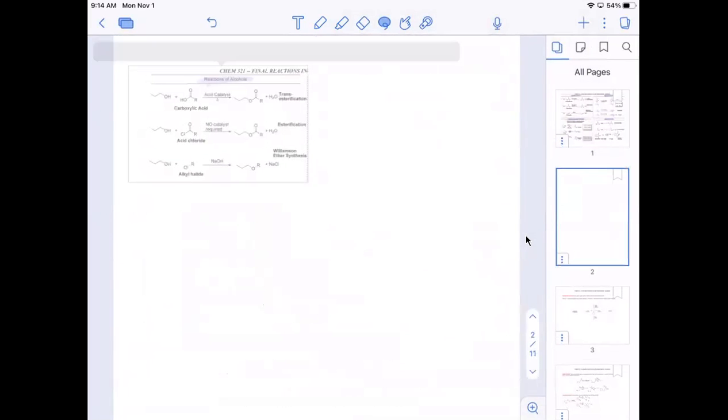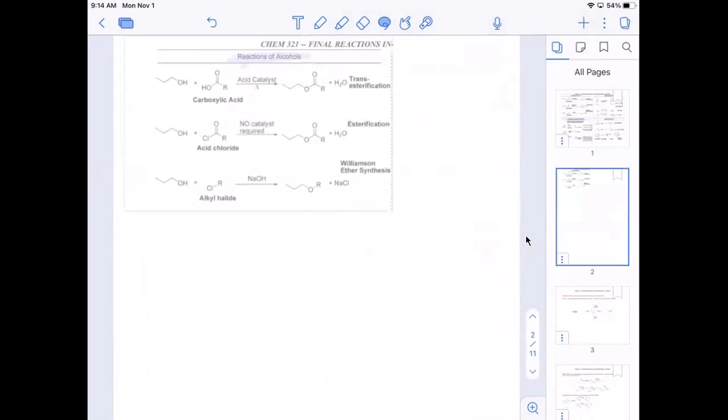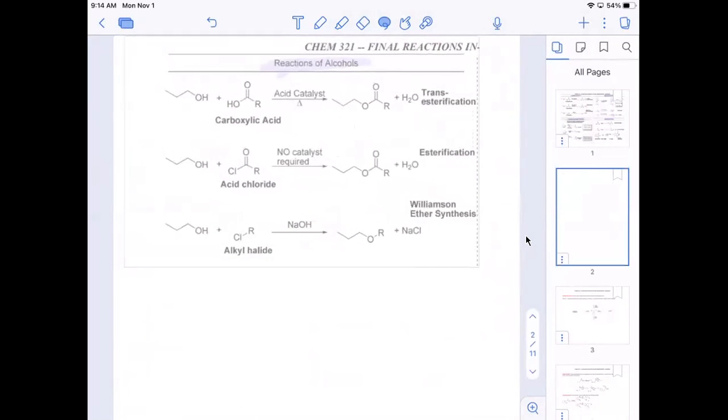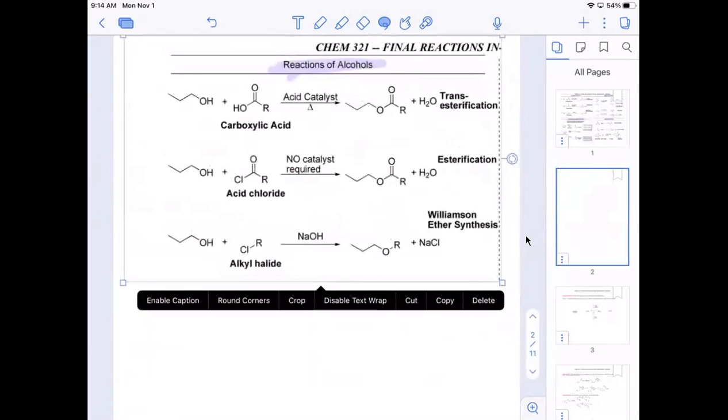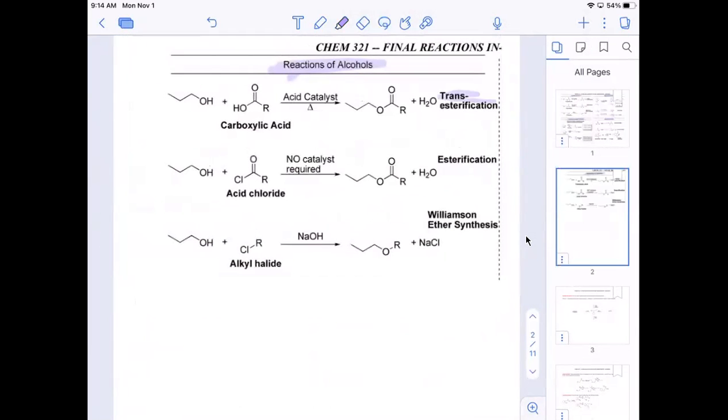All right, so when we're talking about reactions of alcohols, these are three of the reactions that we are going to concern ourselves with. All right, transesterification, and then esterification, and then Williamson ether synthesis. Now, before you panic and think that it's something new, it's not. All of these reactions, if you have a decent grasp of nucleophiles and electrophiles, then this is not new. This is just application of what you already know. All right. So for transesterification, let's go there.